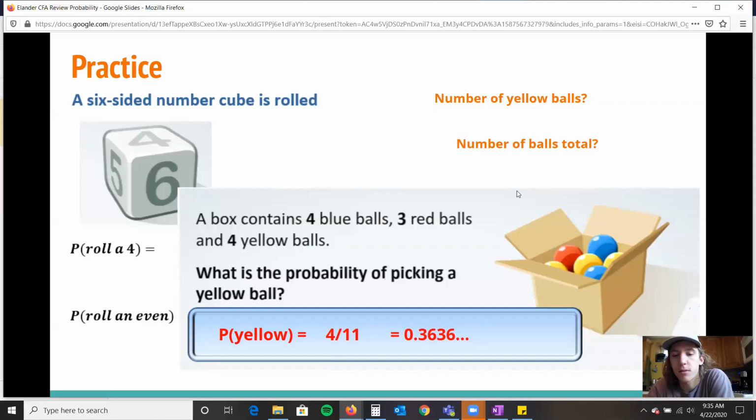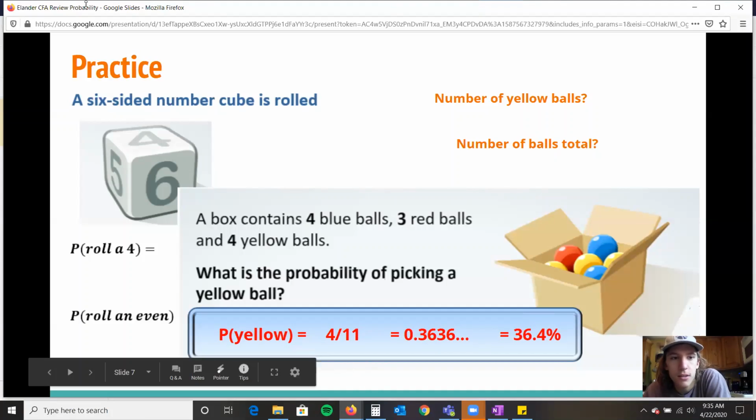This becomes about 0.363636 repeating. So that's about 36.4% if we're rounding to the nearest 10th. So good job, guys. You guys all said 4 11ths, which is the same as this percentage here. So you guys all got it right. Good job.